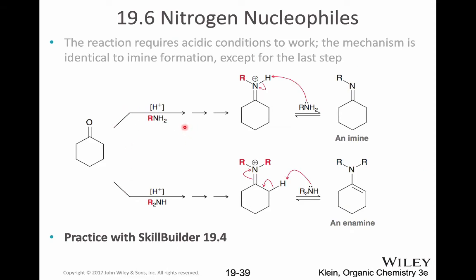So again, if I take the same ketone and react it with the primary amine under acidic conditions, I make something called the imine. If I take the same ketone and react it with a secondary amine under acidic conditions, I make the enamine.